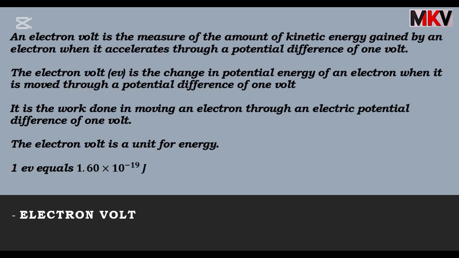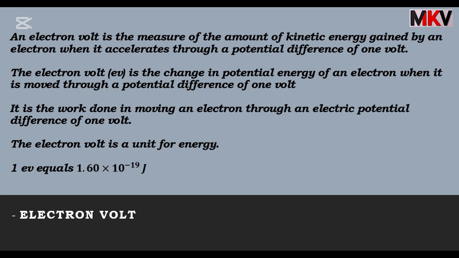Now we will talk about electron volt. Electron volt is the measure of the amount of kinetic energy gained by an electron when it accelerates through a potential difference of 1 volt. So it is the measure of the amount of kinetic energy. With this one, we are measuring the kinetic energy of the charge when we move the charge from one point in the electric field to another. So that amount of kinetic energy gives the electron volt.